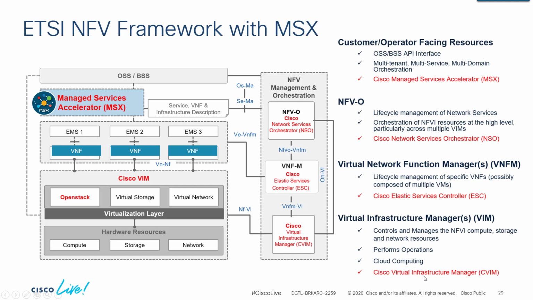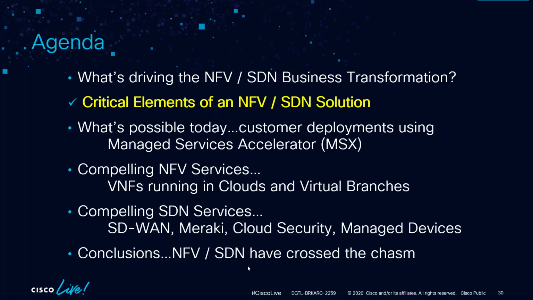One example of that is the Cisco VIM, which is the infrastructure that we run on for both OpenStack and other services. So we've covered the critical elements of an NFV solution. These are the elements that service providers and large enterprises require to be able to manage their networks at scale.